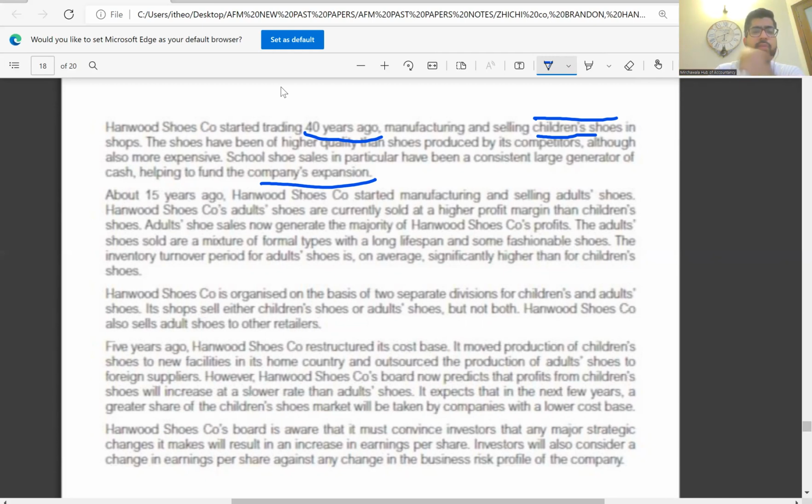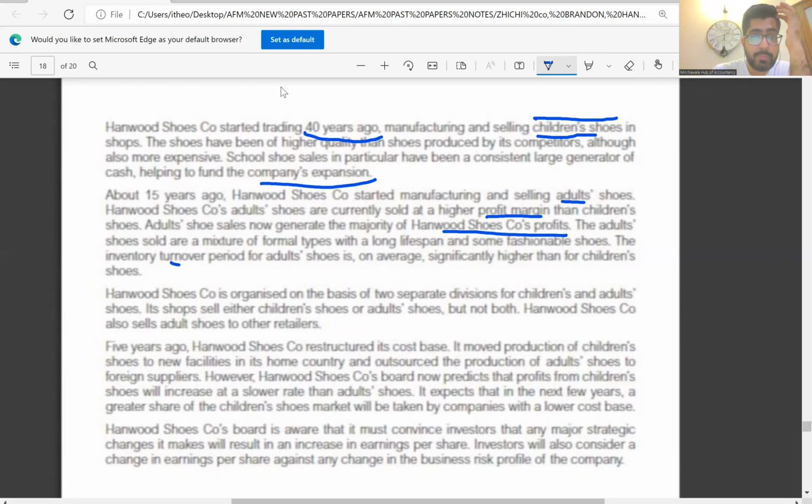About 15 years ago, Hanwood shoes started manufacturing and selling adult shoes. Okay, so from children's shoes, they moved to adult shoes. Hanwood shoes' adult shoes are currently sold at a higher profit margin than children's shoes. Adult shoe sales now generate the majority of Hanwood shoe company's profit. So now adult shoe sales are generating more profit. Adult shoes sold are a mixture of formal types with long lifespan and some fashionable shoes.